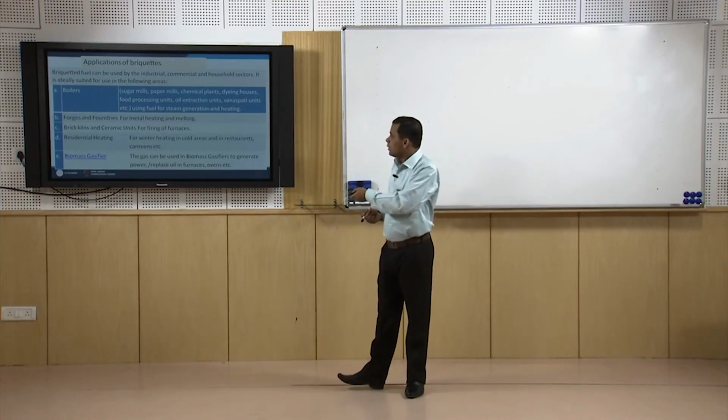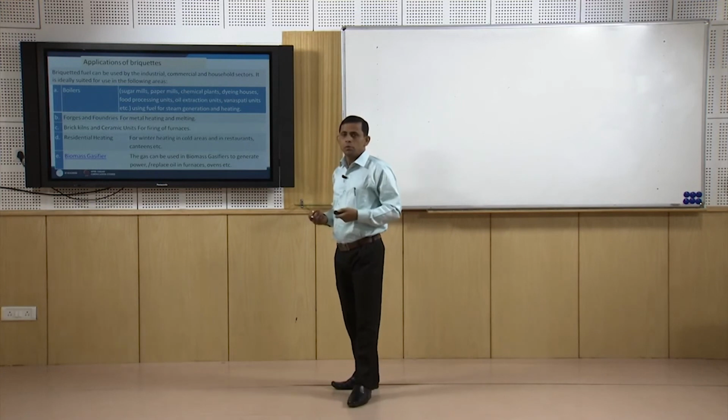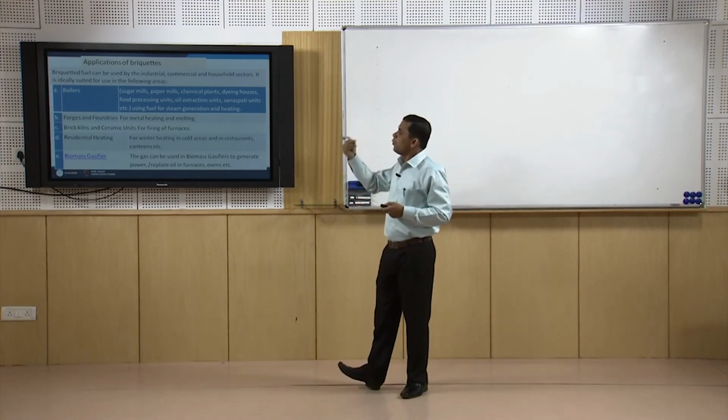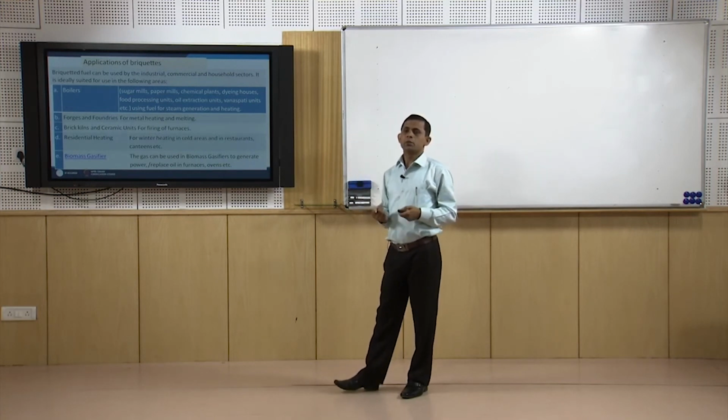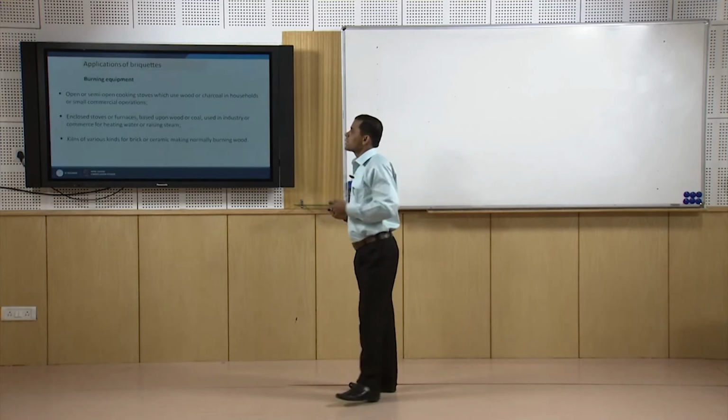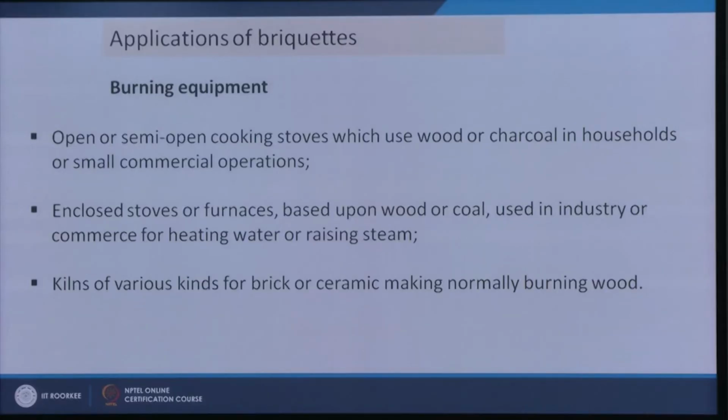Now, in residential heating or in industrial applications, what type of equipment or furnace can be used for these briquettes? Open or semi open cooking stoves are used for domestic applications, and enclosed stoves or furnaces based upon wood or coal can be used in industry, and kilns of various kinds for brick or ceramic making, normally burning wood.